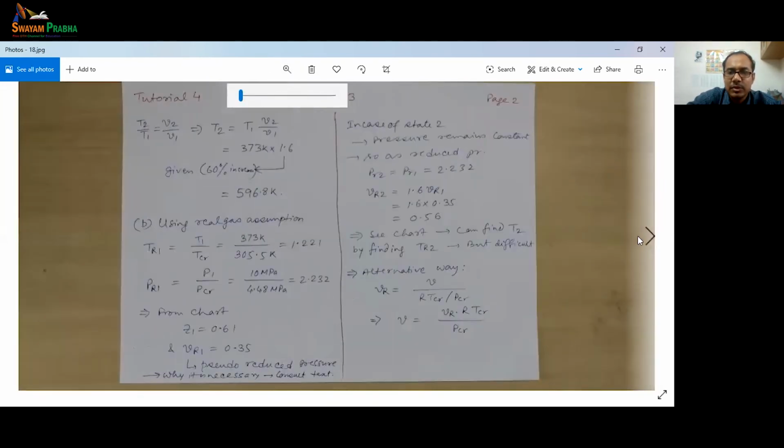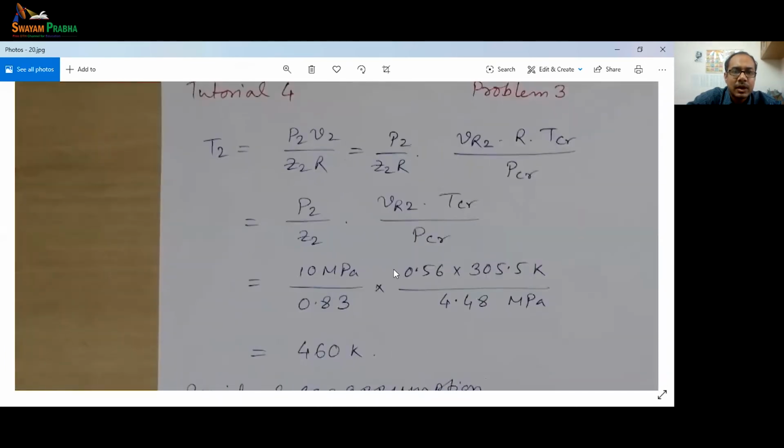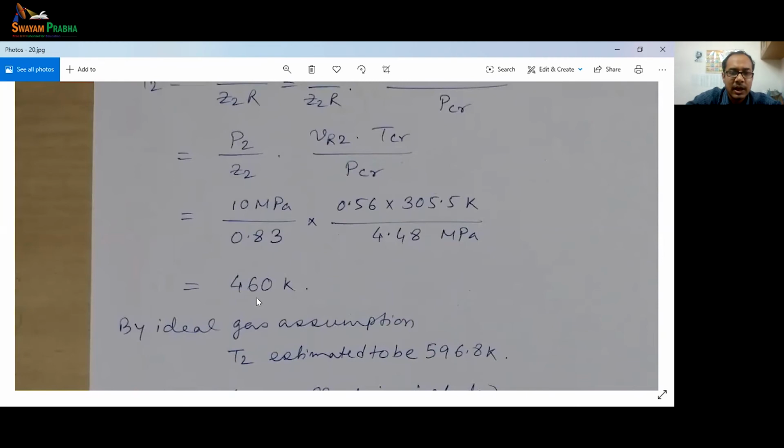So this is the relationship between those two. So what we can find out now, applying the real gas law, T2 can be obtained by P2V2 by Z2R, and this P2Z2R, if you can take out, you are left with V2 only. And this V2 you can find out from the reduced volume at state 2, so VR2 into RTCR by PCR. So all these values you know, you just input these values and you will obtain 460 K.